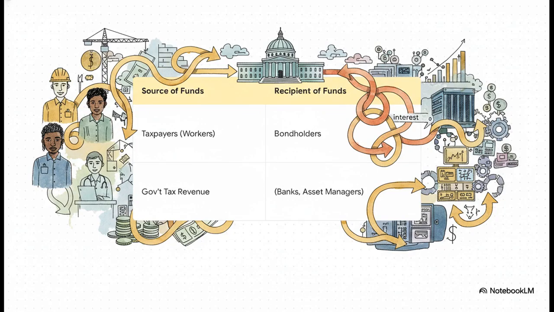The money starts with taxpayers, the citizens of every country. It flows to their governments through taxes, which then pay it out as interest, often called debt service, to the bondholders. And who are the bondholders? They're the people and institutions like banks, pension funds, and asset managers that own all that government debt.